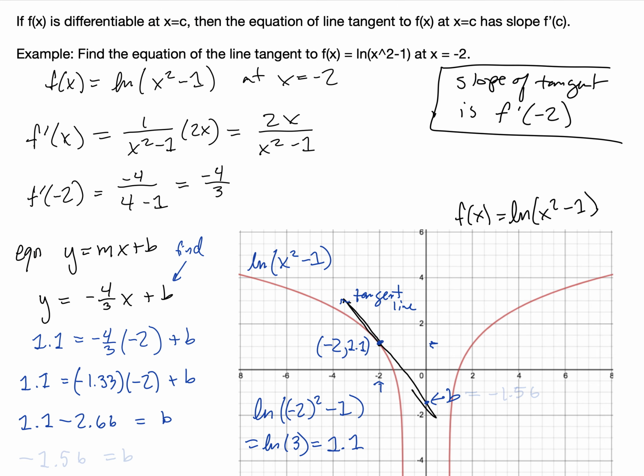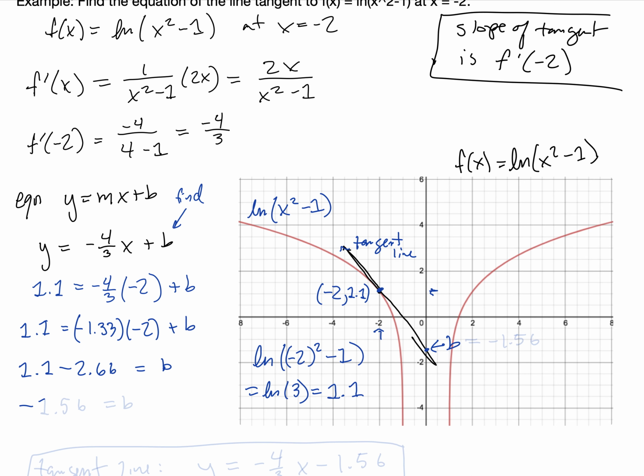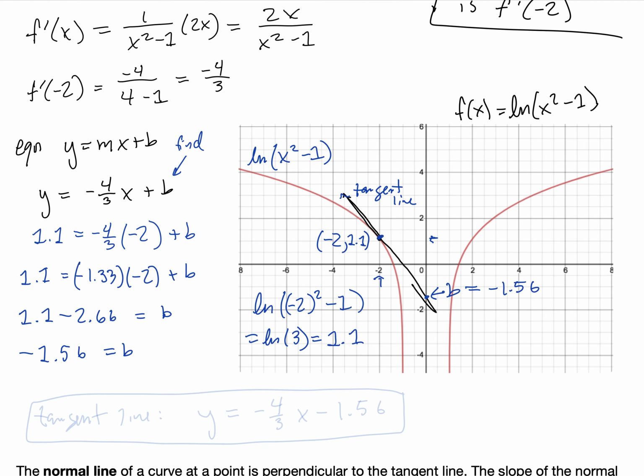And now 1.1 minus 2.66, that gives me a negative 1.56. Subtracting is equal to b. And so I see that b, my y-intercept, is equal to negative 1.56, which matches with our approximation based on the drawing of our tangent line. And so now we have the entire equation of the tangent line.